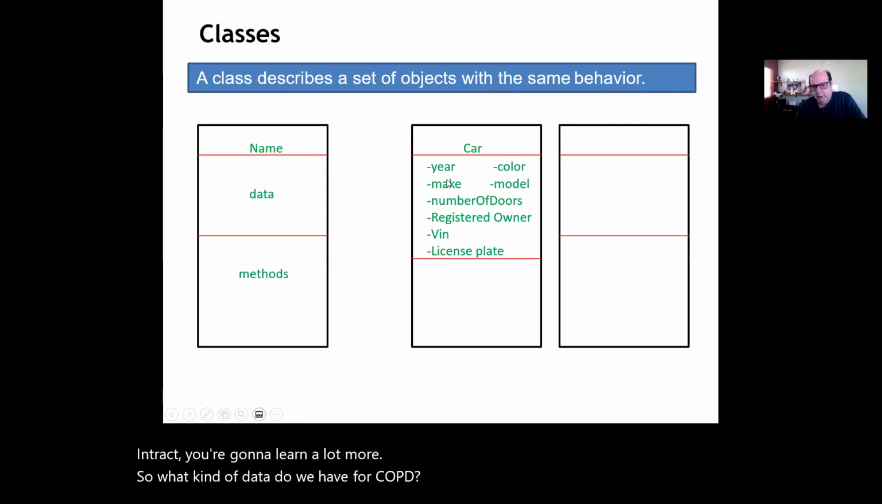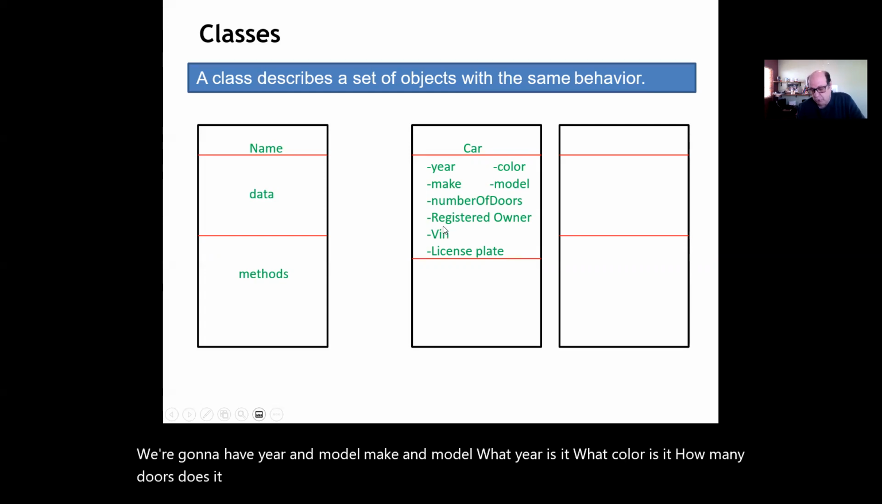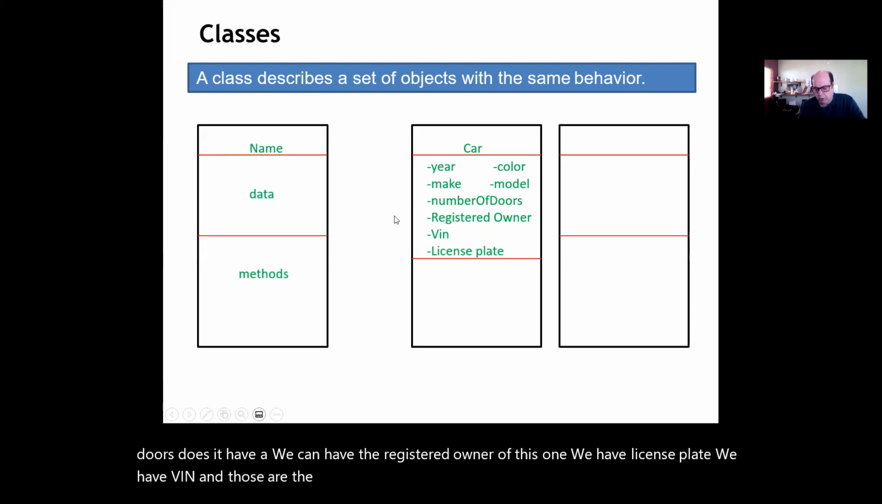We're going to have make and model. What year is it? What color is it? How many doors does it have? We're going to have the registered owner of this one. We have the license plate, we have the VIN, and those are the data that I need for the car. And of course, it's a lot more than that. I'm just giving some examples.